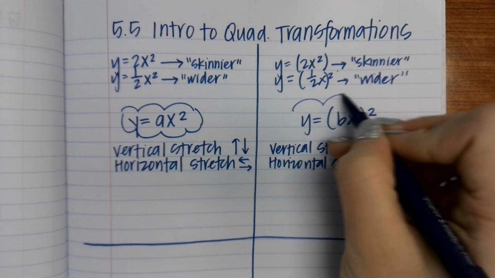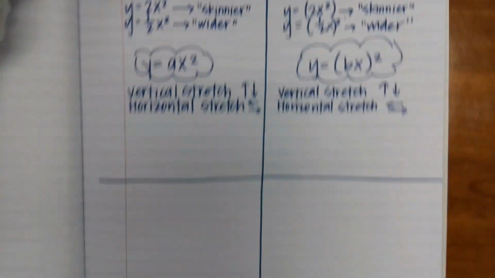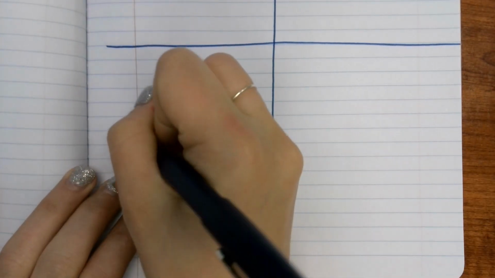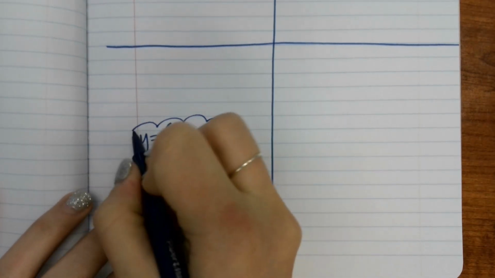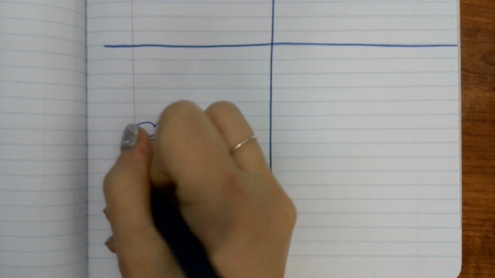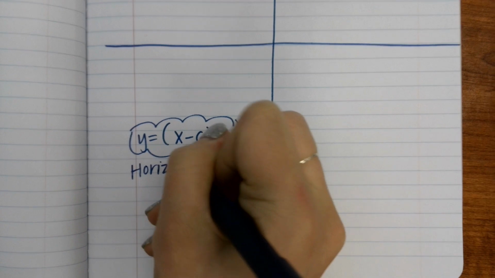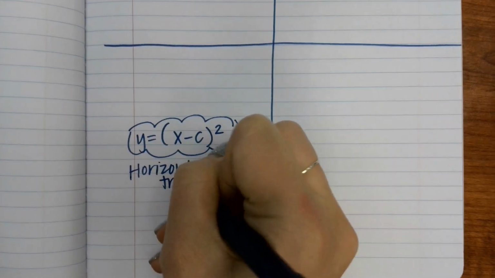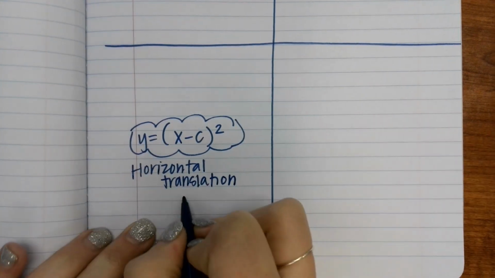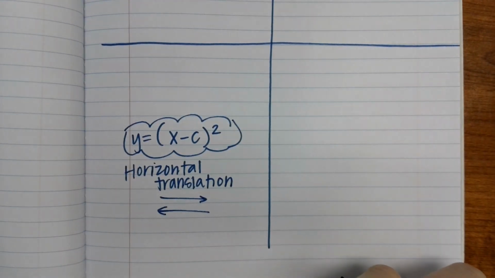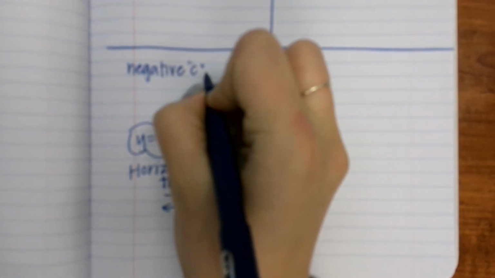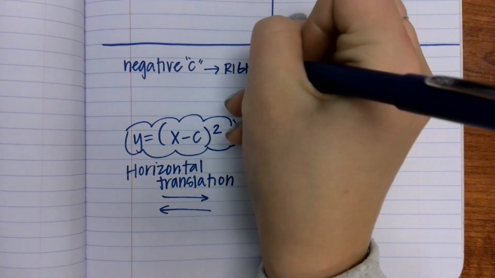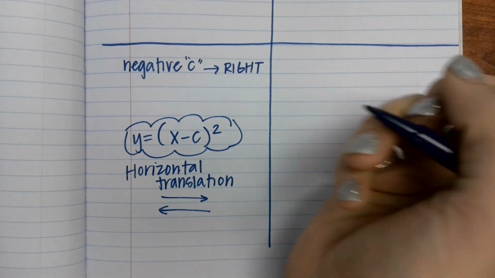Another type of transformation is y equals x minus c squared, in the parentheses. This is called horizontal translation. Horizontal meaning left and right. So for example, if you have a negative c value, you shift the graph to the right. It's the opposite of what you would think. We're going to discuss that tomorrow as we do a couple examples.